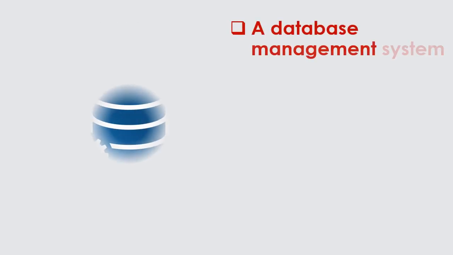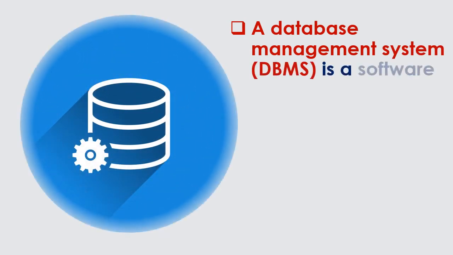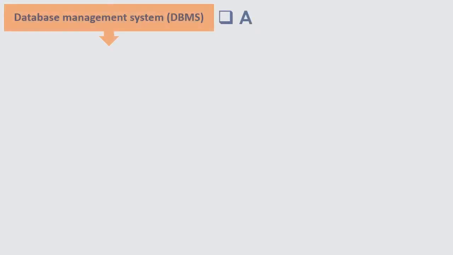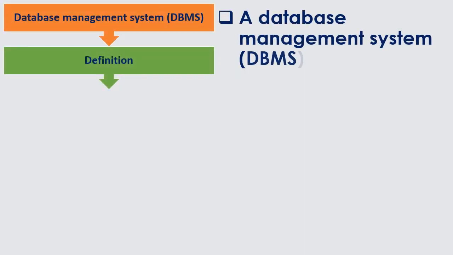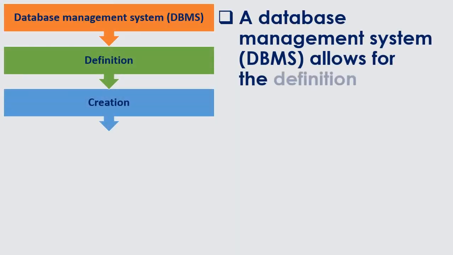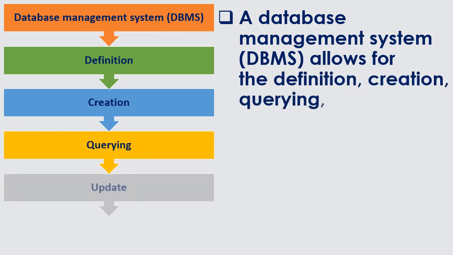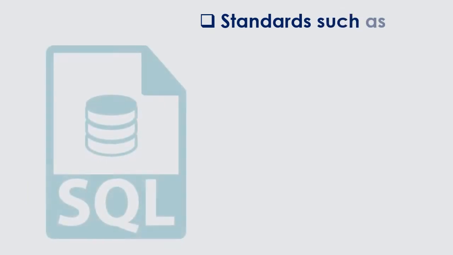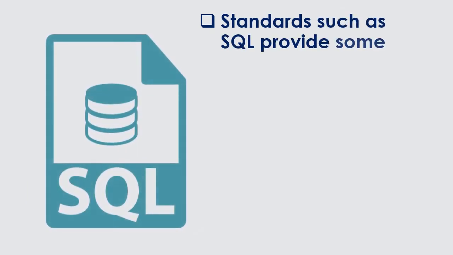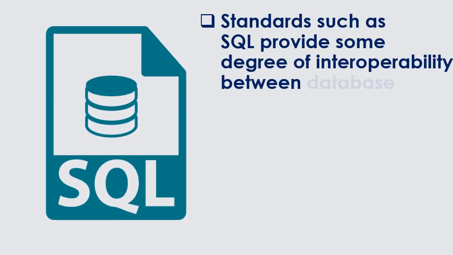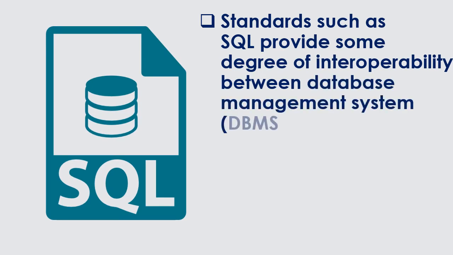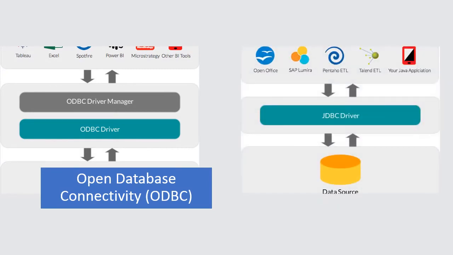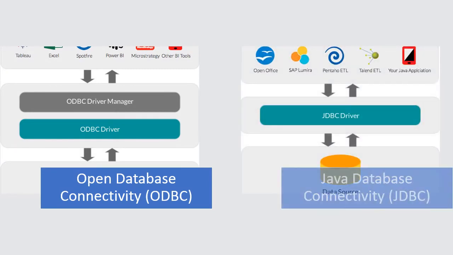A database management system is a software application that manages databases. A database management system allows for the definition, creation, querying, update, and administration of databases. Standards such as SQL provide some degree of interoperability between database management systems, as do Open Database Connectivity and Java Database Connectivity.